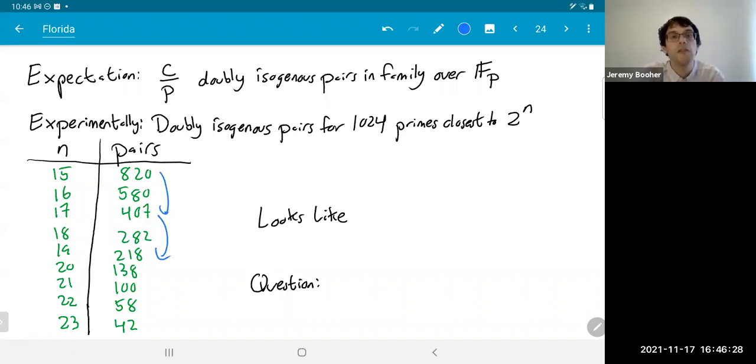No. It really looks like if I increase n by 2, I have half the number of doubly isogenous pairs. In other words, it looks like a constant over the square root of p doubly isogenous pairs. So we were wrong. So then the question is, were we just completely wrong in our heuristic, or is there something more complicated going on that we didn't account for?